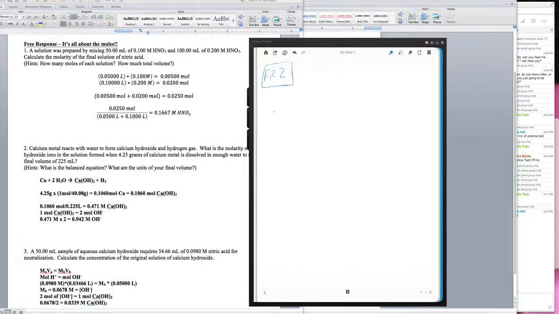So, in this one, you're trying to find the molarity of the final amount of nitric acid. Again, we're talking about those volumes being additive. You're putting them together. So, you have 0.05 liters, not milliliters, times the 0.1 molarity. When you multiply those together, you get 0.005 moles of the HNO3. Then you have 0.1 liters times 0.2 molar, and that's going to give you 0.02 moles.